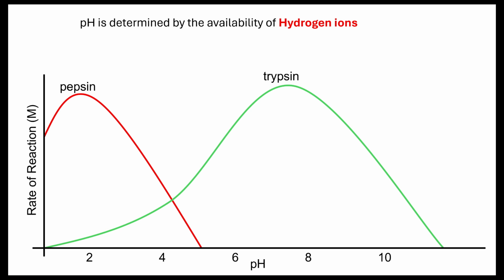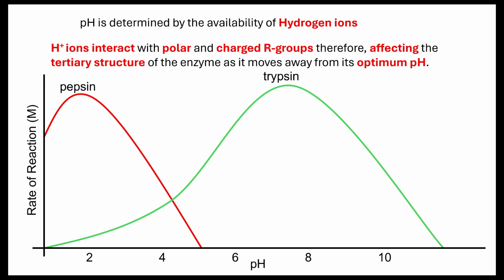So different enzymes have got different optimum pHs. And what we're talking about here is those hydrogen ions and how they're going to interact with the polar and charged R groups and therefore affect the tertiary structure of the enzyme as it moves away from its optimum pH. So wherever you see the peak, that is what we would class as the optimum pH. If we move away from the optimum, we lower or increase the pH.